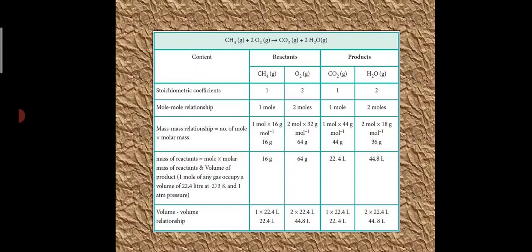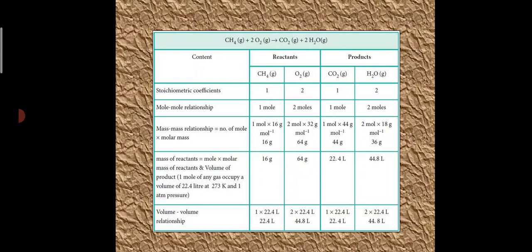So mass of reactants is equal to mole into molar mass of reactants and volume of the product. So what we have to do is that 1 mole of any gas is occupied by a volume of 22.4 liter at 273 Kelvin and 1 atmospheric pressure. So methane it is 16 gram, oxygen is 64 gram, and carbon dioxide we are taking it as 1 mole, as 1 mole of any gas will occupy 22.4 liters. So 22.4 liters எடுத்துக்கணும். Water it is 2 moles, so 2 into 22.4 liter will be 44.8.